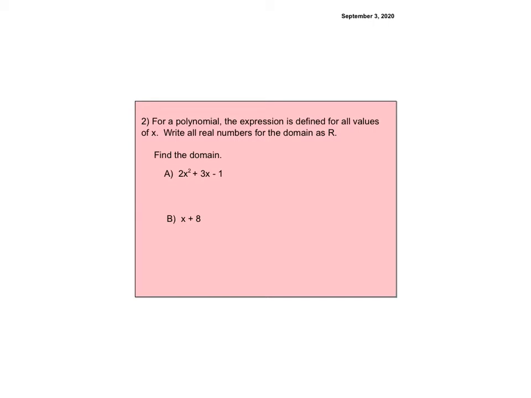So, there's another situation here. For a polynomial, the expression is defined for all values of x. So then we write all real numbers for the domain there, as all reals. So if you think about that, all real numbers, that's what the capital letter R is. Let's go ahead and look at this one.